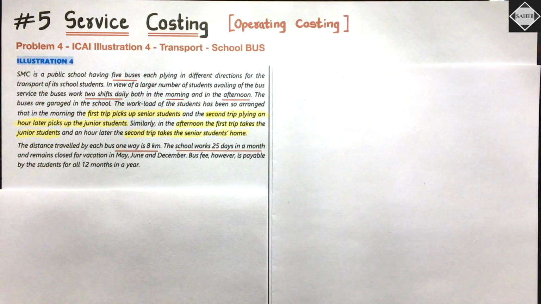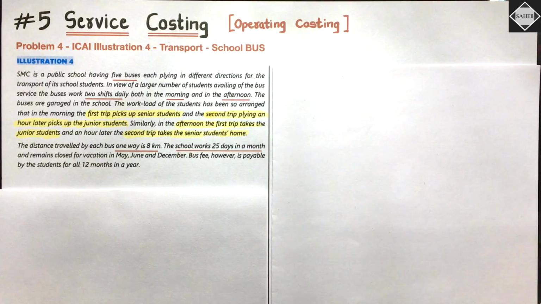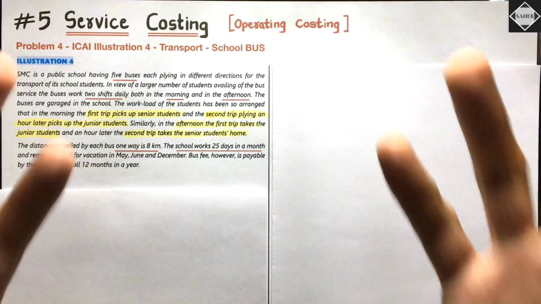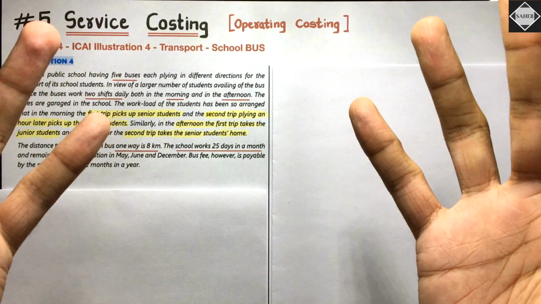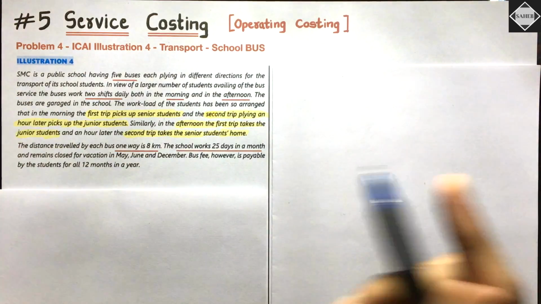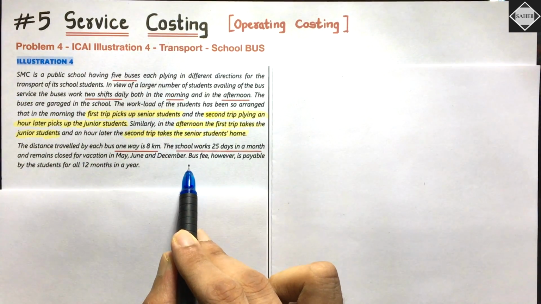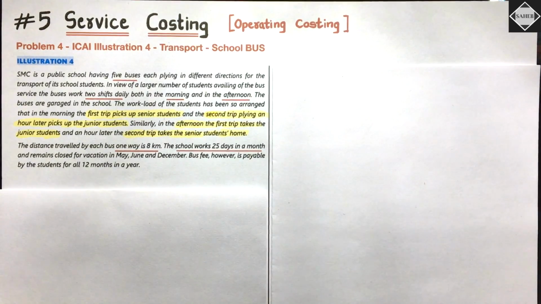But you all know, if you have gone to school, you have to pay the bus fee for the entire year, for the whole 12 months. Why is that so? Because the schools have to pay salaries to drivers, cleaners and conductors, right? So for them to retain them, they have to pay them 12 months' salary. So that's why they take bus fee for the entire 12 months. So that's what is written over here. See here, bus fee however is payable by the students for all 12 months in a year. Is it clear? Simple and straightforward.